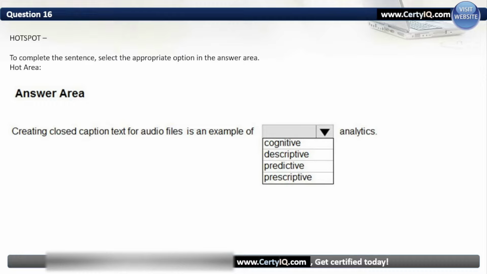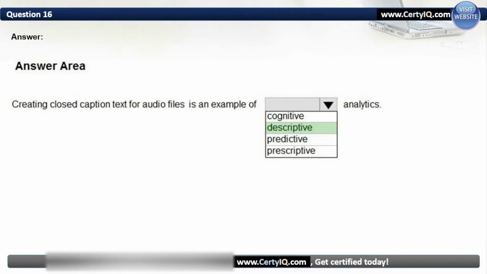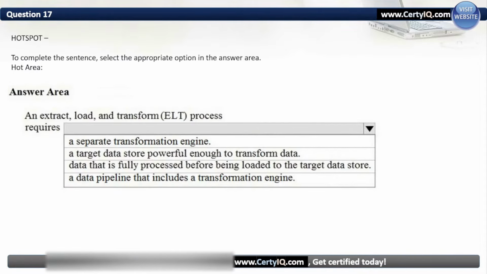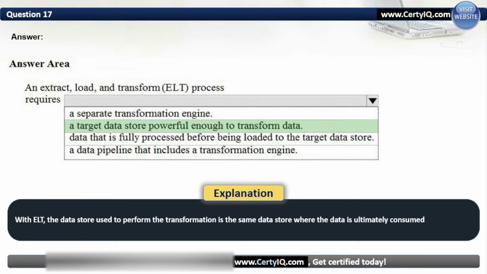The correct option is descriptive. Question 17. Hotspot. To complete the sentence, select the appropriate option in the answer area. An extract, load, and transform process requires. The correct option is a target data store powerful enough to transform data. With ELT, the data store used to perform the transformation is the same data store where the data is ultimately consumed.